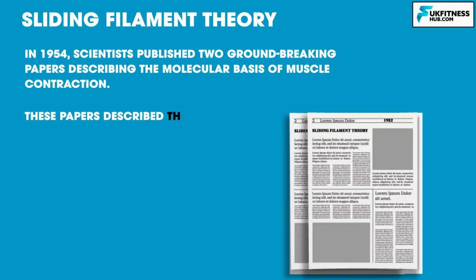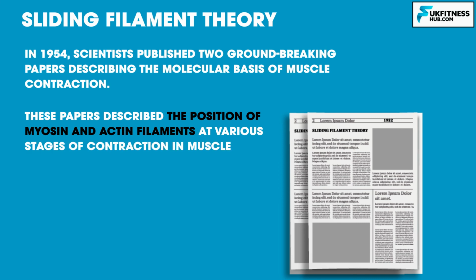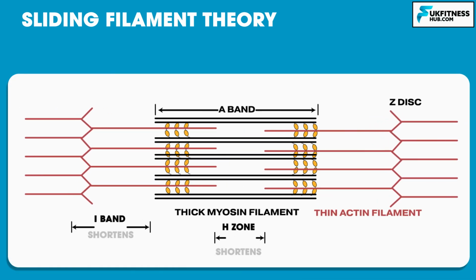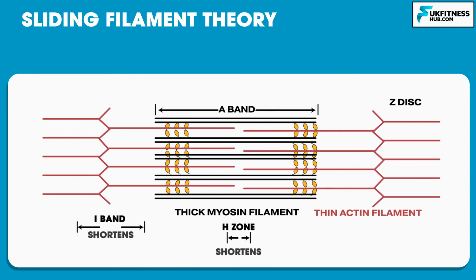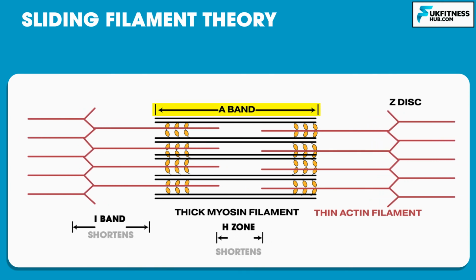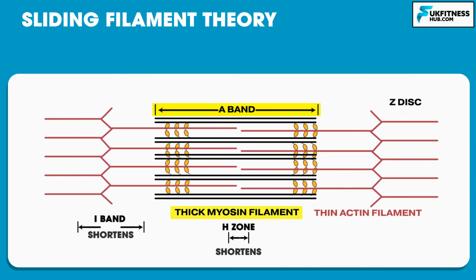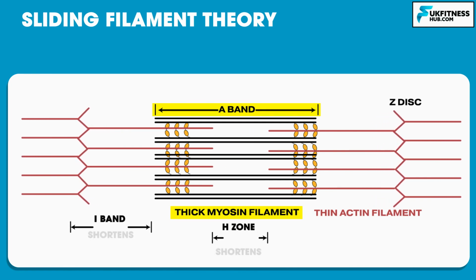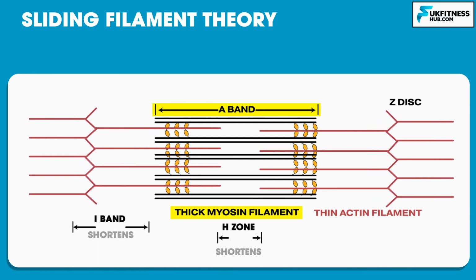These papers described the position of myosin and actin filaments at various stages of contraction in muscle fibres and proposed how this interaction produced contractile force. High-resolution microscopy observed changes in the sarcomeres as muscle tissue shortened. They observed that one zone of the repeated sarcomere arrangement, the A band, remained relatively constant in length during contraction. The A band contains thick filaments of myosin, which suggested that the myosin filaments remained central and constant in length, while other regions of the sarcomere shortened.